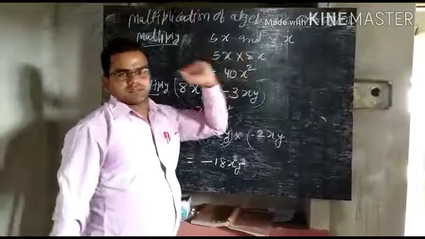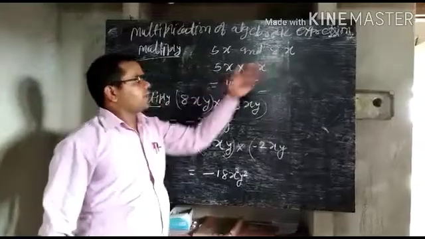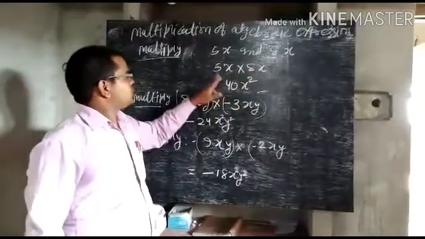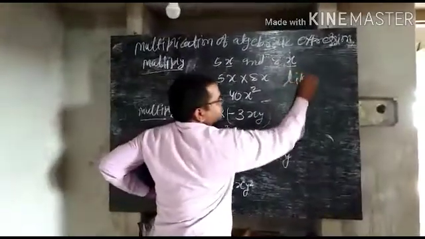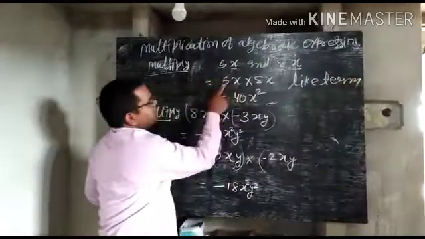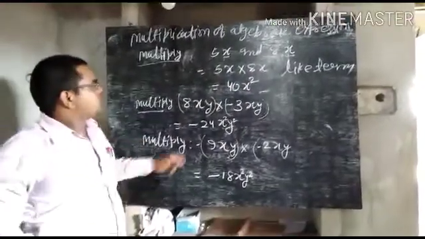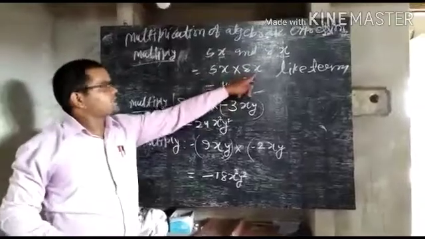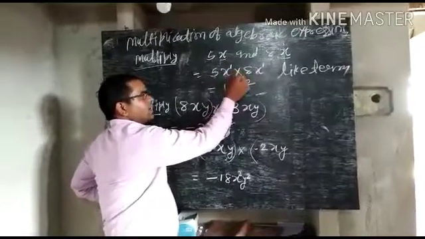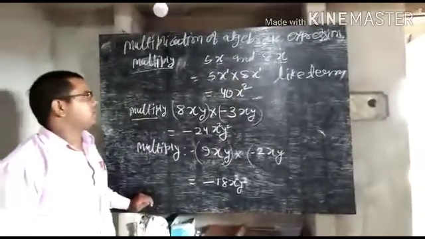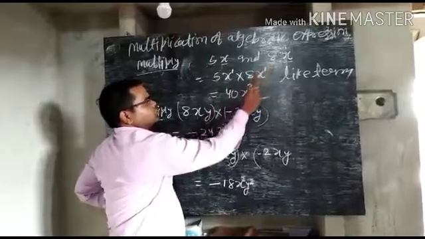Next thing, multiplications of algebraic expressions. Multiply 5x into 8x. We know that these are the same, that is like terms. So we write 5x, with the multiplication sign, into 8x. So 5 times 8 is 40 into x. Here the power is 1 and the base is the same, and related with multiplication signs, the powers will be added. So x to the power 1 and 1, we get x square.